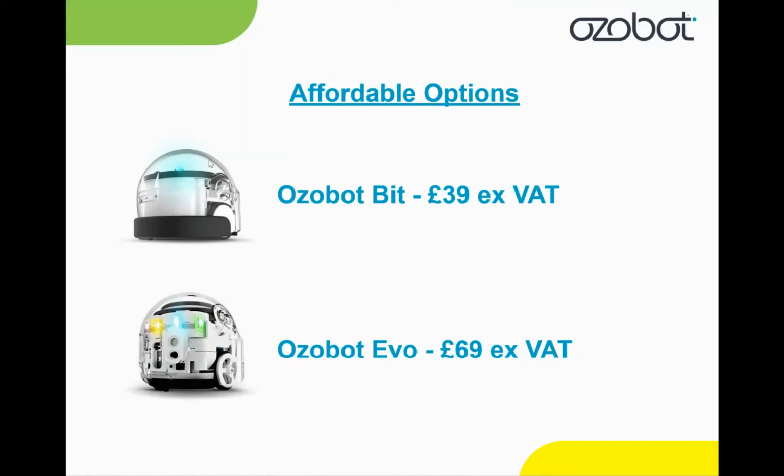And the main difference is that with the Bit, you don't have the proximity sensor to work with. You don't have as many LEDs to control, and you don't have the speaker, but you can still use the Bit to do most of the color coding activities we were looking at, and of course use the Blockly programming as well. So there's still a lot you can do with the Bit. It's just that the Evo is a lot more up to date and has those additional features and benefits. So again, hopefully that all makes sense.